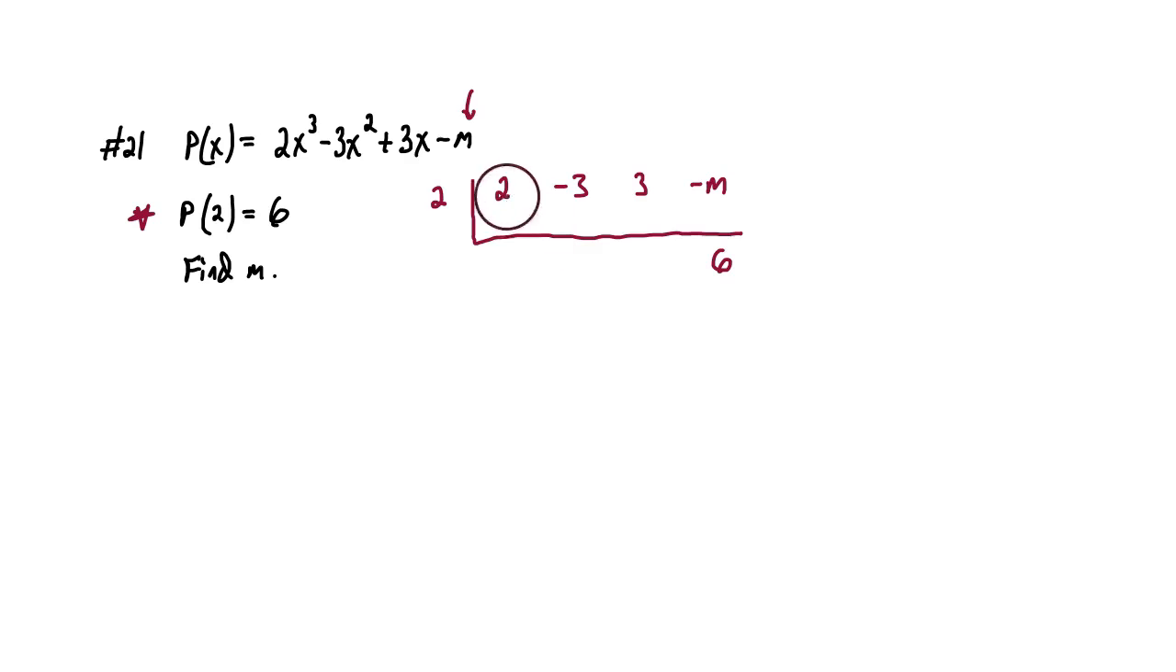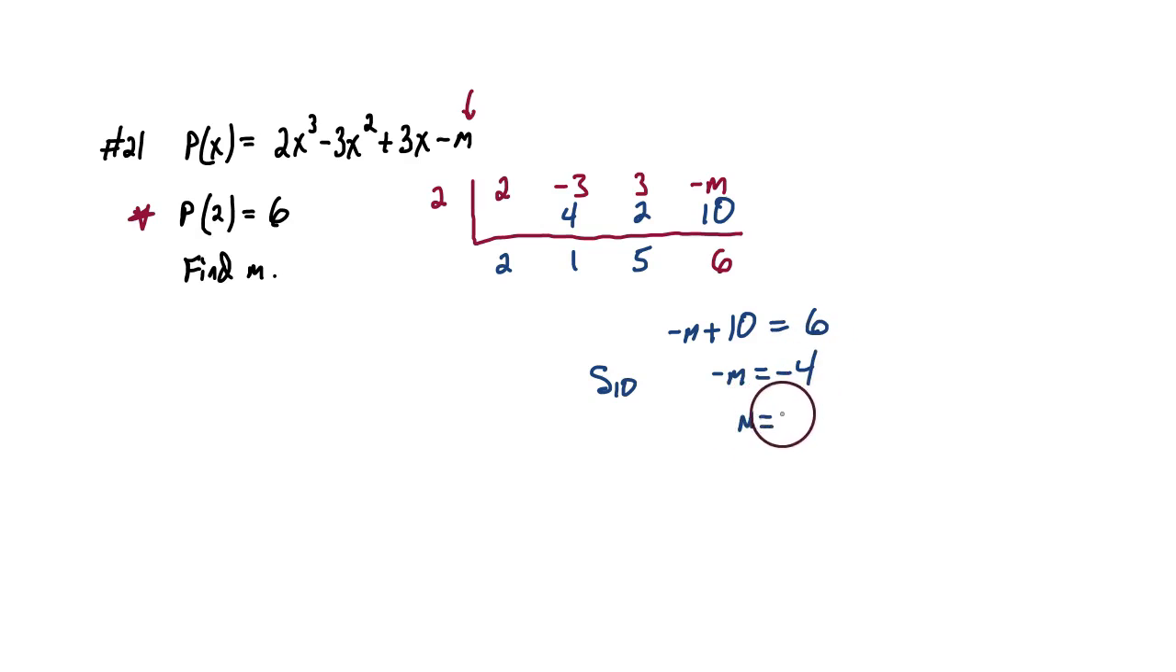Let's run through the process. Drop the 2 down. 2 times 2 is 4. Add these. That makes 1. 1 times 2 is 2. Add these. That makes 5. 5 times 2 is 10. Add these, and it makes 6. So that means negative m plus 10 equals 6. Now we can solve this for m. Subtract 10 from both sides. We have negative m equals negative 4. Therefore, m is equal to 4.